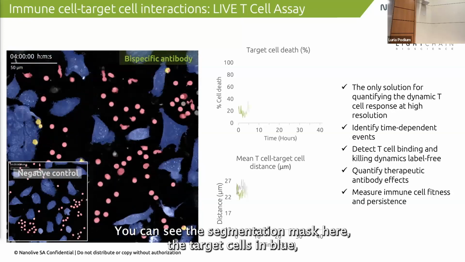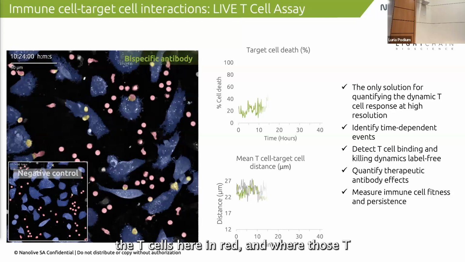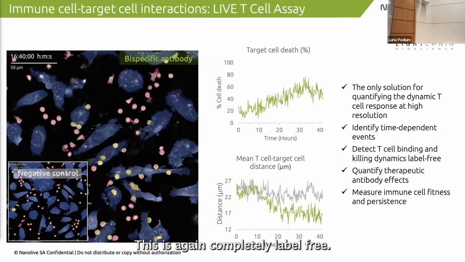So you can see the segmentation mask here, the target cells in blue, the T cells here in red, and where those two populations are interacting, the segmentation mask is in yellow. This is again completely label-free.